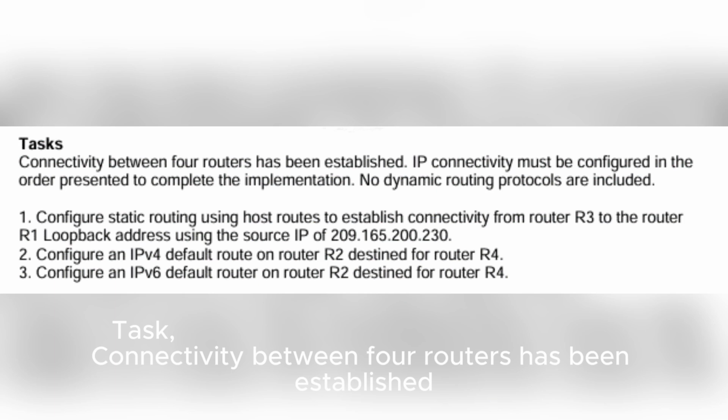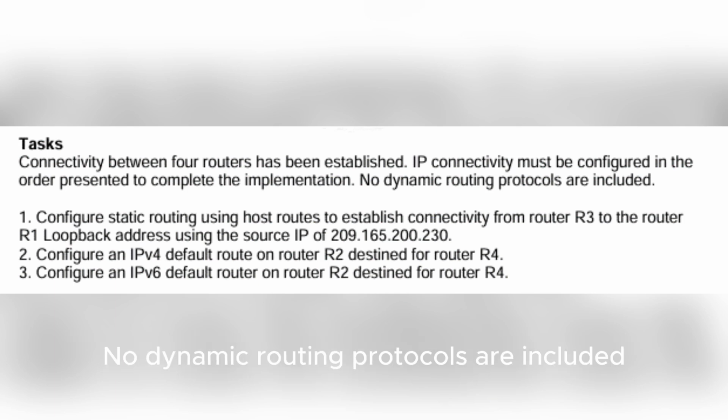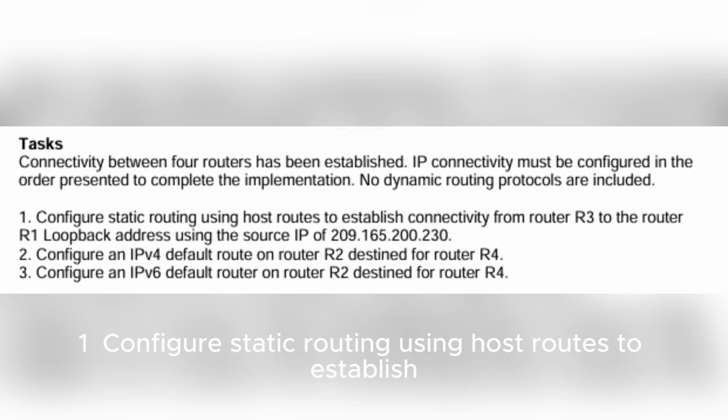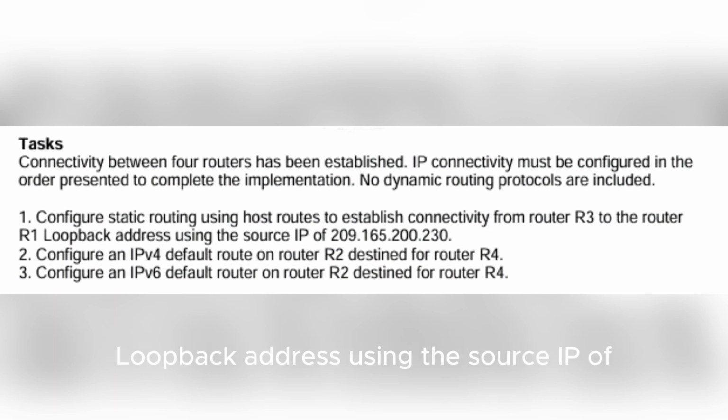Topology. Task: connectivity between 4 routers has been established. IP connectivity must be configured in the order presented to complete the implementation. No dynamic routing protocols are included. 1. Configure static routing using host routes to establish connectivity from router R3 to the R1 loopback address using the source IP of 209.165.200.230. Next. 2. Configure an IPv4 default route on router R2 destined for router R4.